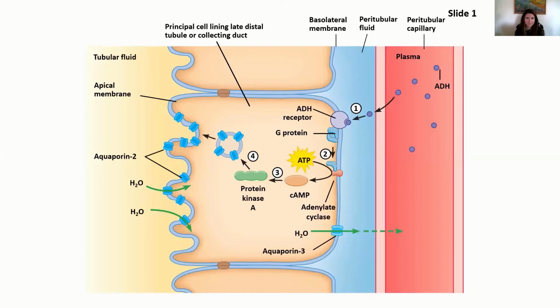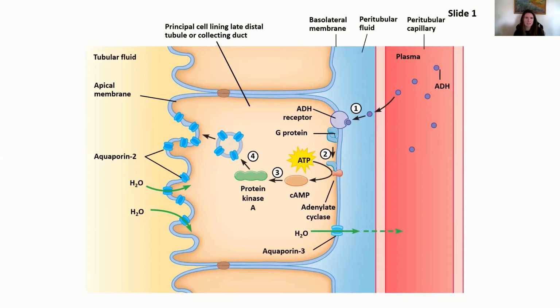So we do that by activating this pathway. So we have ADH in the plasma. There's a receptor for it on the basolateral membrane of the cells in the collecting duct and the distal part of the distal tubule. It's a G protein coupled receptor, so it activates a G protein like they all do, activating adenylate cyclase, which activates our cyclic AMP pathway, which ultimately basically just makes the cell produce more aquaporin 2 and put them in the apical membrane. That's the whole point of this, really.